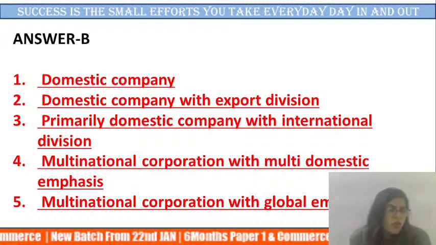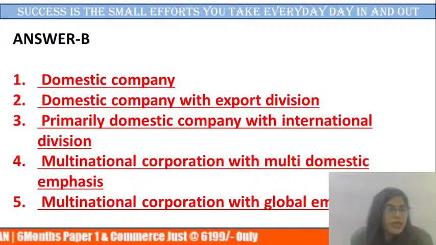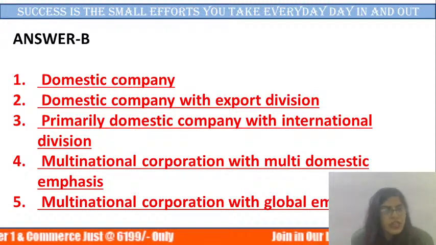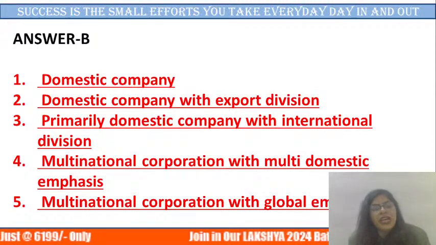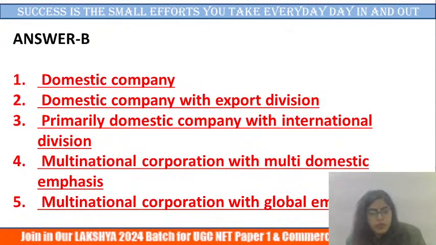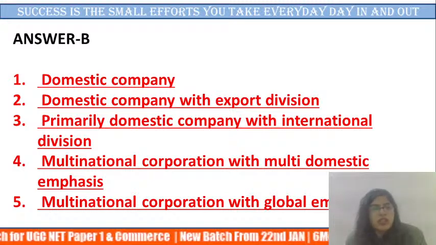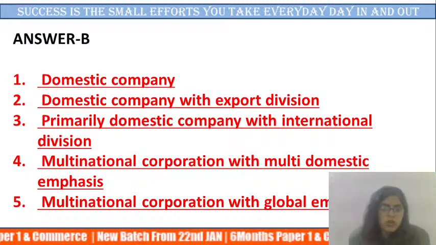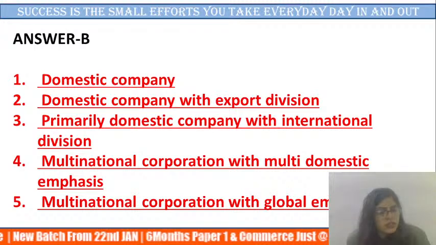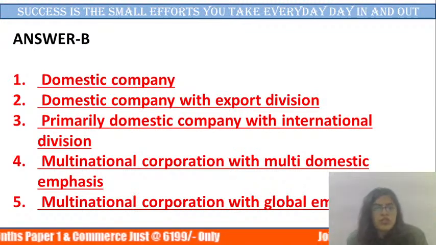In the third step, what the company did: primarily domestic company with international division. Basically, it is a domestic company only. Its primary identity will be a domestic company only with the international division. Now they have just set up an international division in another country. They will be considered a domestic company only, but they have just a little division of international.